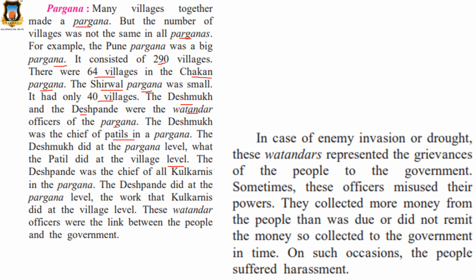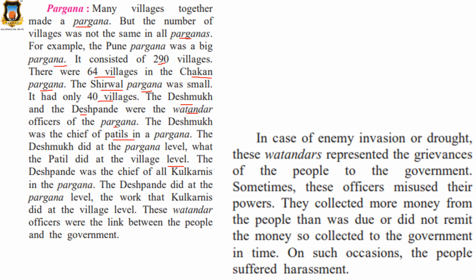Now see, but Patil had only how many villages? One village. But Pargana means Deshmukh had many villages under him. Why? Because he was the chief of it. The Deshmukh did at Pargana level what the Patil did at village level.